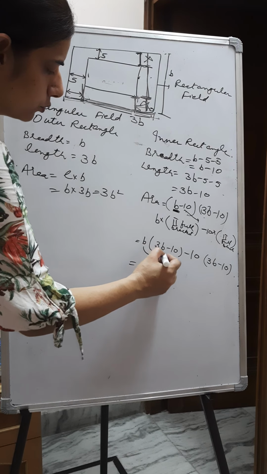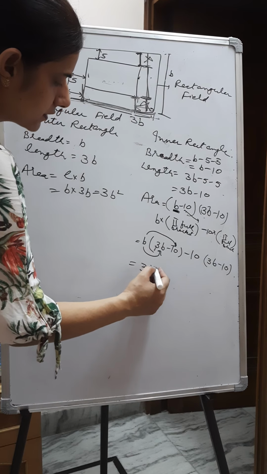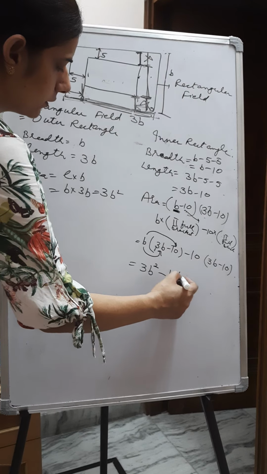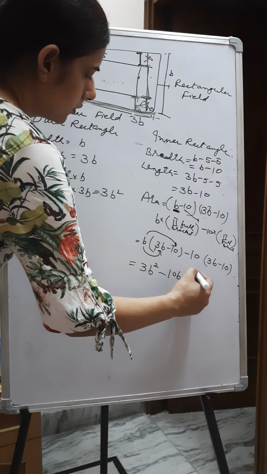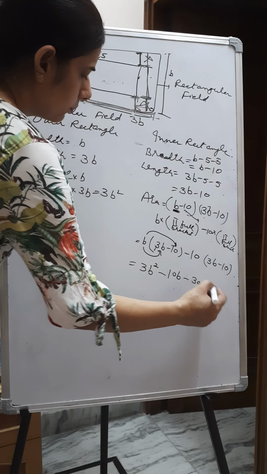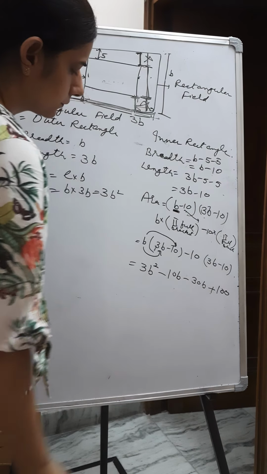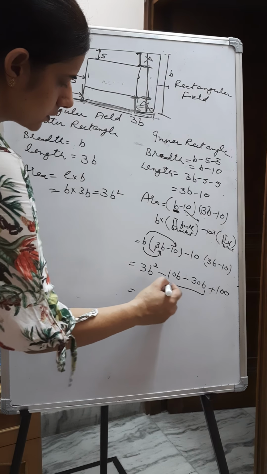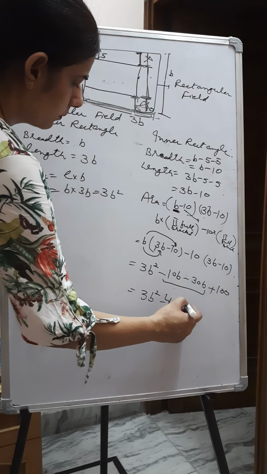b is multiplied to 3b, b is multiplied to minus 10. b into 3b, powers are added during multiplication, it is 3b square, then minus 10b, number and variable. Here again number and variable, 10 into 3 is 30b, sign minus, 10 into 10 plus 100. It is 3b square, same like terms, minus 40b plus 100.